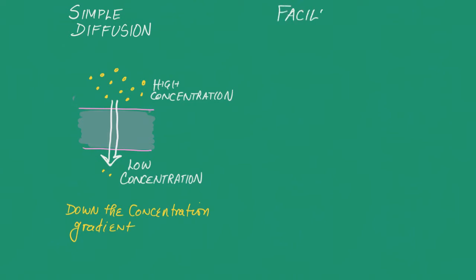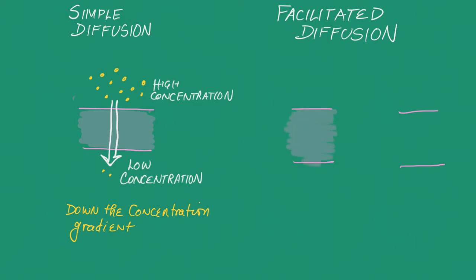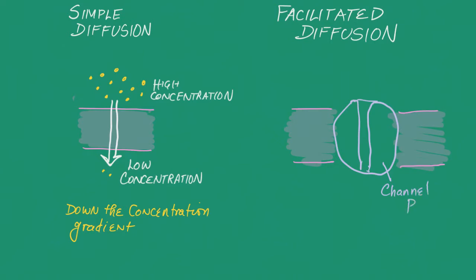Now let's take a look at facilitated diffusion. Facilitated diffusion is also the movement of molecules down the concentration gradient, but this time we need a protein channel to assist this movement because these molecules are larger. So here is the protein channel. This could be just a protein channel or a gated channel. In either event, a channel is needed to move molecules that are larger and that are polar molecules.